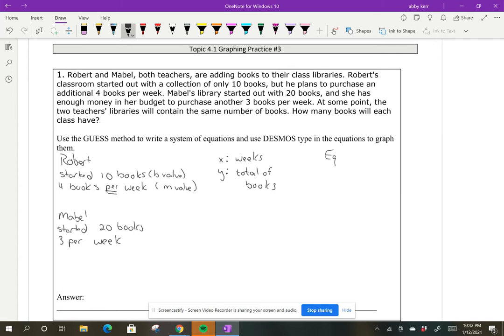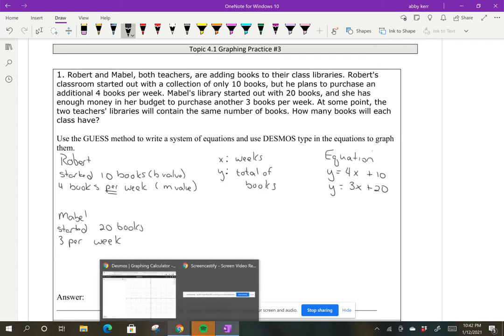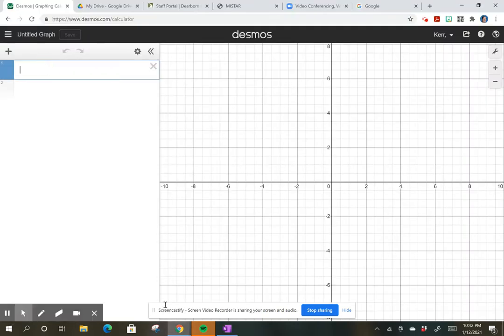Now the two equations, one will be Robert's and one will be Mabel's. So we're going to do it in slope-intercept form because we have the slope and the y-intercept already. So the M is going to be 4, then x plus 10. And then for Mabel's, it's 3x plus 20. Now I don't want you to graph by hand for this problem. Just want you to go and enter it.